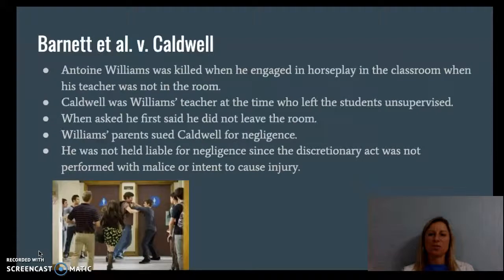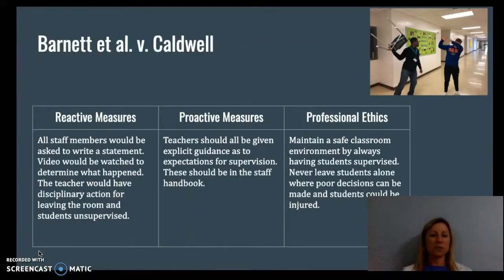And so William's parents sued for negligence. He was not held liable for negligence since the discretionary act was not performed with malice or intent to cause injury. However, thinking about in my school, if this were to happen, the staff members will all be asked to write statements. I'm sure video would be watched to see what that teacher was doing during that time and if they were able to see anything that the students were doing. And the teacher for sure would have some disciplinary action for leaving the room and leaving students unsupervised.